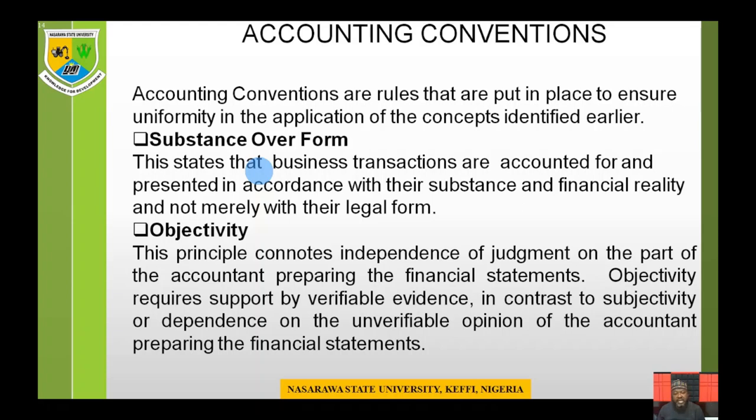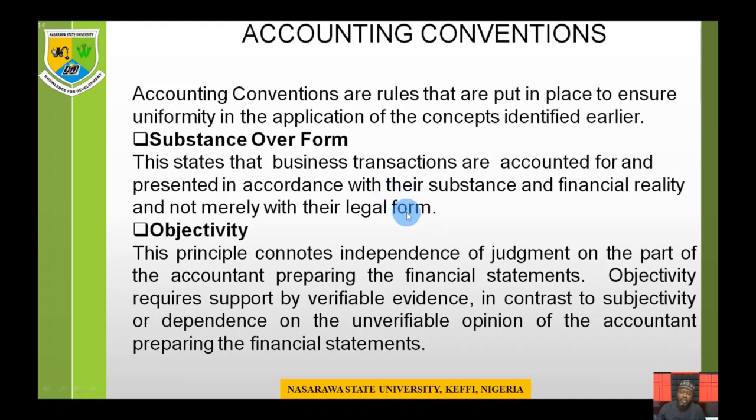Number one, we have what we call substance over form. This states that business transactions are accounted for and presented in accordance with their substance and financial reality, and not merely their legal form.